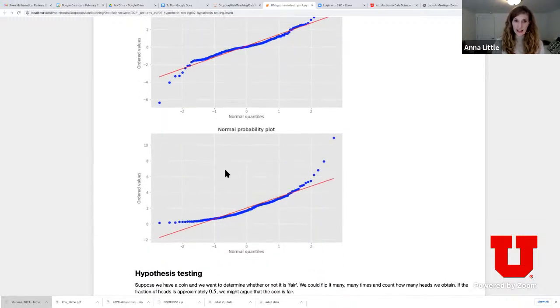On the other hand, this is the normal probability plot for a gamma distribution. And what you see here is it sort of curving upwards. Anybody know why that happens for the gamma distribution, or what property of the gamma distribution causes that curving upwards in the probability plot?